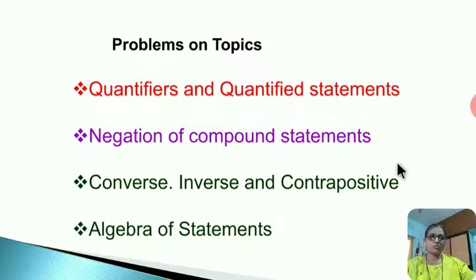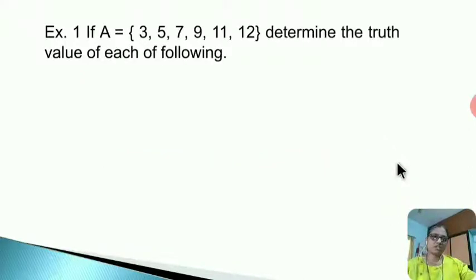So now we move towards our first example. The common instruction for the first example is, if A is the set of elements 3, 5, 7, 9, 11 and 12, determine the truth value of each of the following. Here in the set A, the elements are 3, 5, 7, 9, 11 and 12. We are given some statements and we have to determine the truth value of these statements.